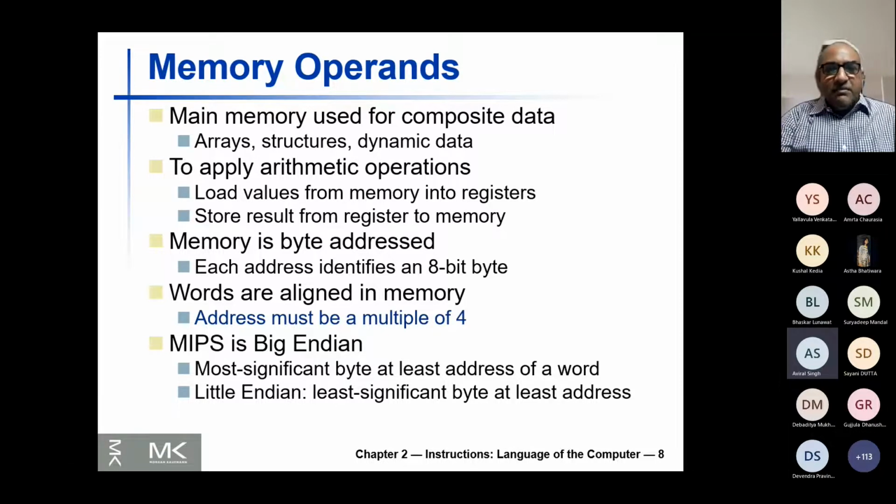In that case, how do you address the memory? Whether you address the memory with the byte at the least significant side or the byte at the most significant side. So there are two ways of indexing the memory addressing. One is known as big endian and the other is known as little endian. We'll see how they differ.